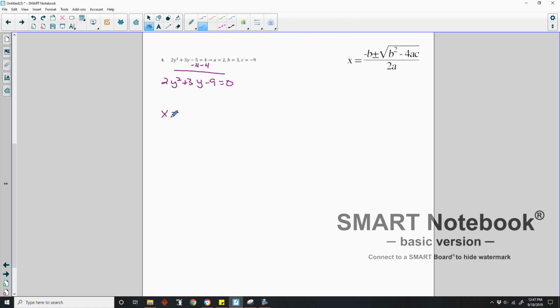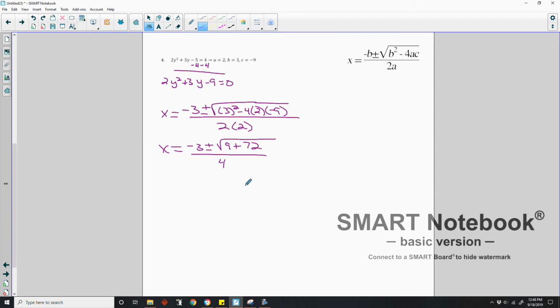So now I have x equals negative b, which is 3, plus or minus the square root of b squared minus 4 times a times c, all over 2a. So x equals negative 3 plus or minus the square root of 3 squared is 9. Negative times a negative is going to make this positive. 4 times 2 is 8, times 9 is 72, all over 2 times 2, which is 4.